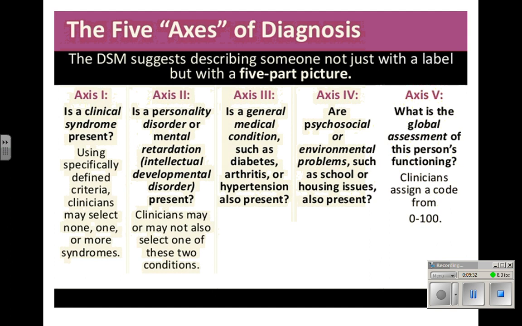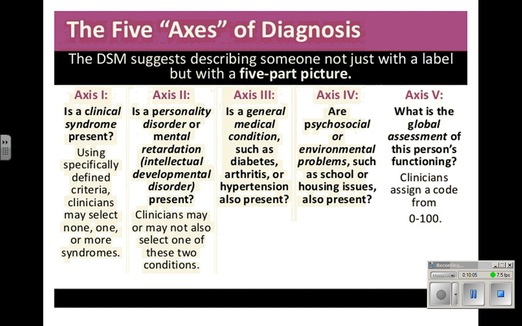Axis 4, are psychosocial or environmental problems such as school or housing issues also present? Again, it gives us another inside look into what's actually going on, to give us a better idea of where we should put your diagnosis. And finally, axis 5: they have created this global assessment scale of a person for functioning. We're going to look at that in a second, where clinicians assign you a code from 1 to 100 on how well you're able to function within society.